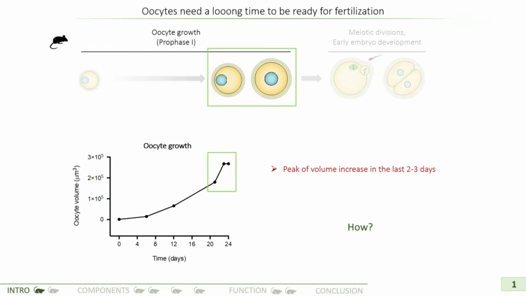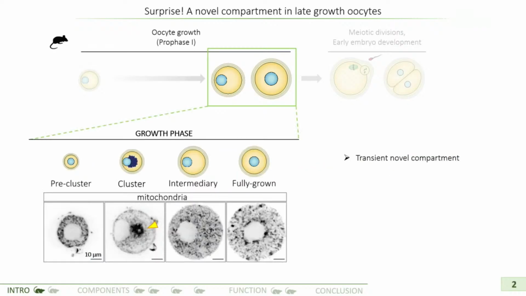So, cut to the chase, I identified a novel cluster of mitochondria in late-growing oocytes that was never observed before. You can see here this white spot is the nucleus, and you can appreciate how this compartment is quite big, with an approximate diameter of 15 microns at a stage where the whole oocyte has a diameter of about 60 microns. And it's also transient because before and after, the mitochondria are quite homogeneous.